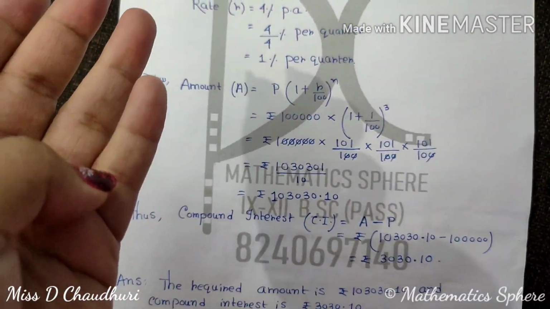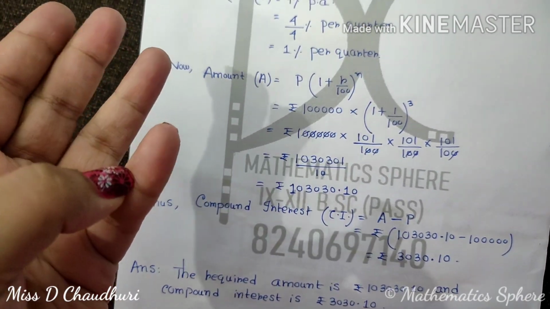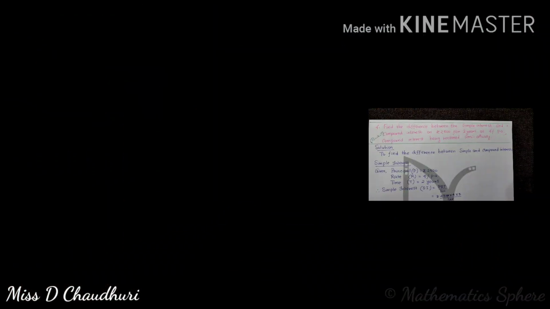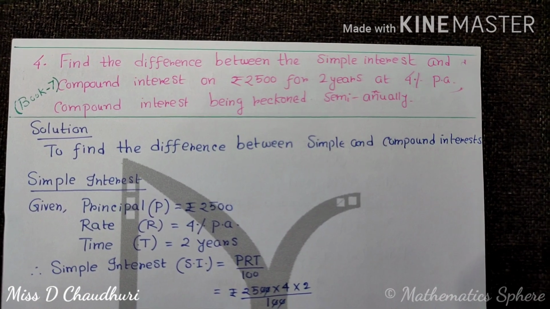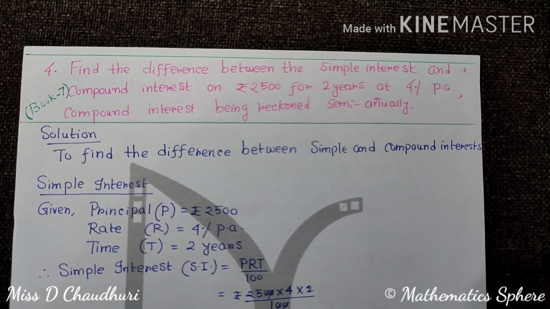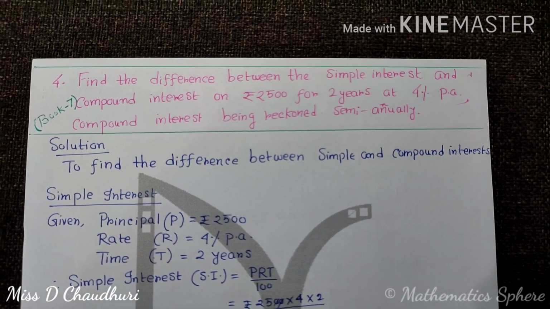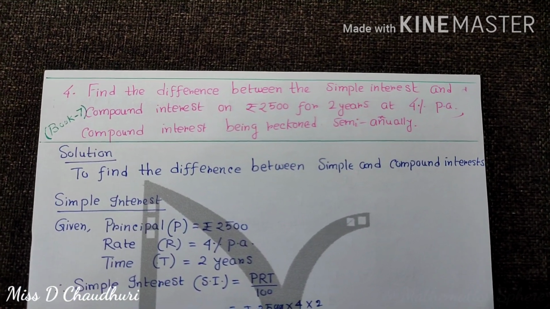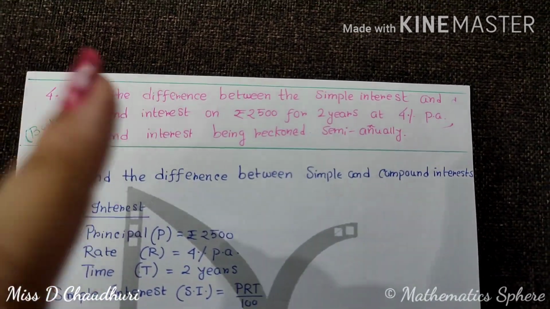Okay, means one I have taught you using annual scheme, another with half year scheme, another with this quarter scheme. Next sum, let us see what is this. They are telling find the difference between the simple interest and the compound interest on rupees 2500 for 2 years at 4% per annum, compound interest being reckoned semi-annually. In your book you will find the same type of question where the compound interest is reckoned annually. Nothing is there. Actually they have told you to find the difference.